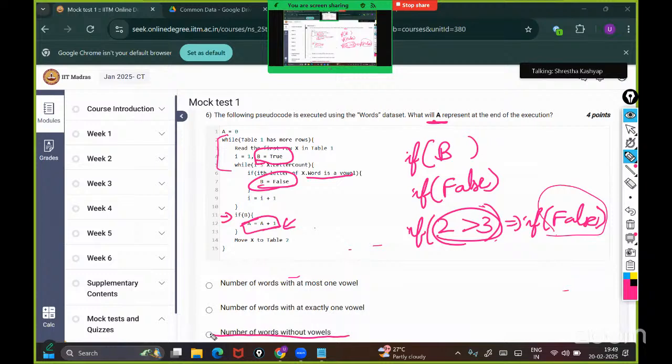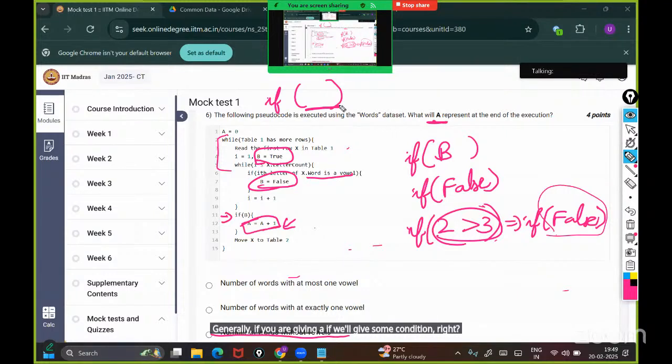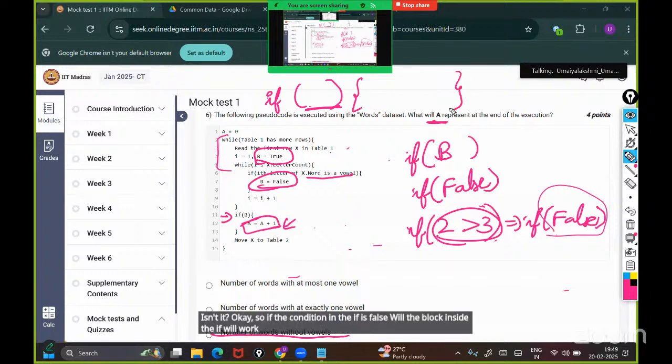Ma'am, can you repeat? If B is true, then A will increment. Yes. The condition of the if has to be true, right? If there is a vowel, then B becomes false. Generally, if you are giving an if, we give some condition, right? So if the condition in the if is false, will the block inside the if work or not?